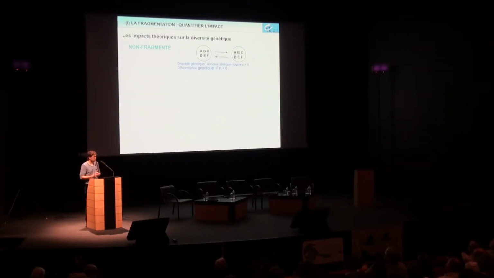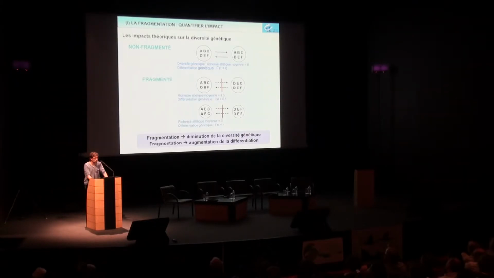I'll come back to my theory. So, theoretical impacts on genetic diversity. We have the same population. I've kept the alleles. We are in a non-fragmented system in this case, and we can see that we have got the same number of alleles, and the same identity in the two circles. So two habitats and a genetic differentiation that we can measure with FST.